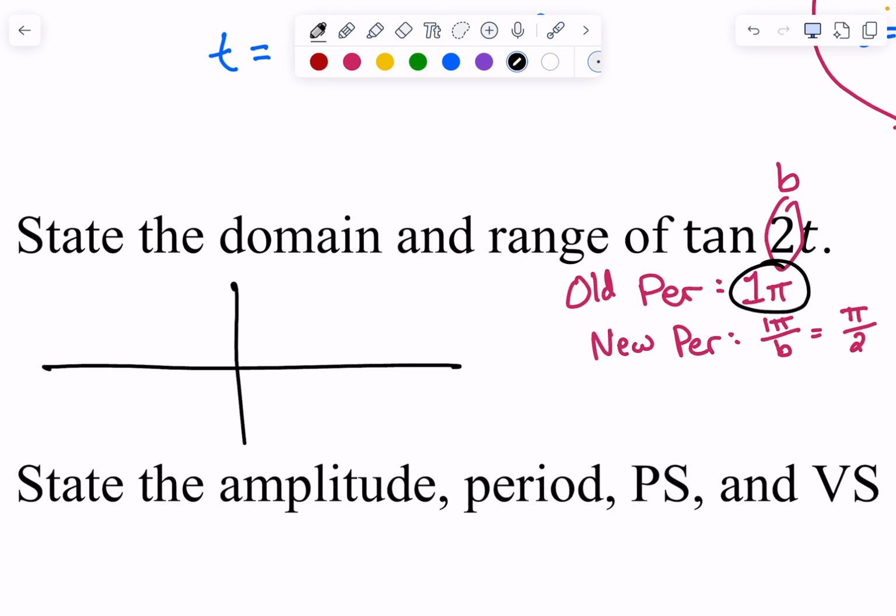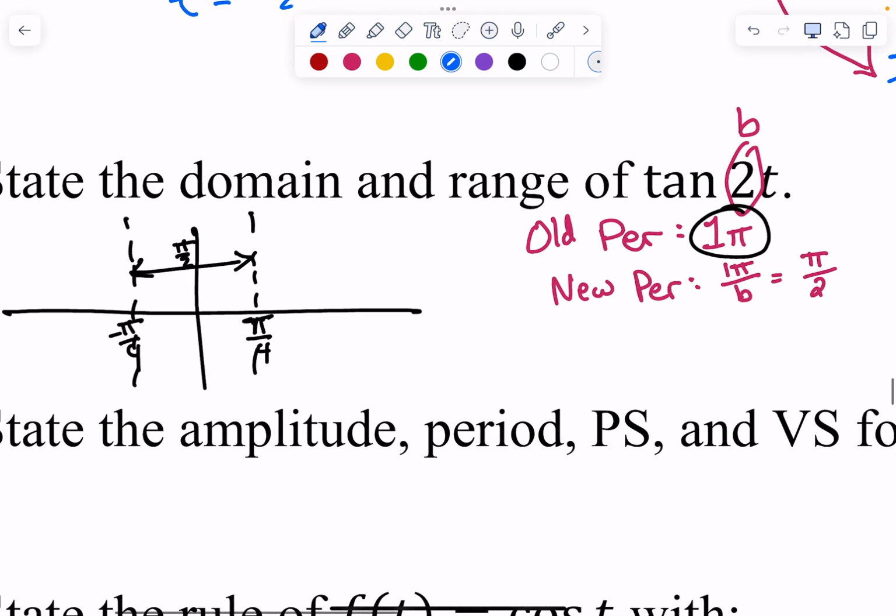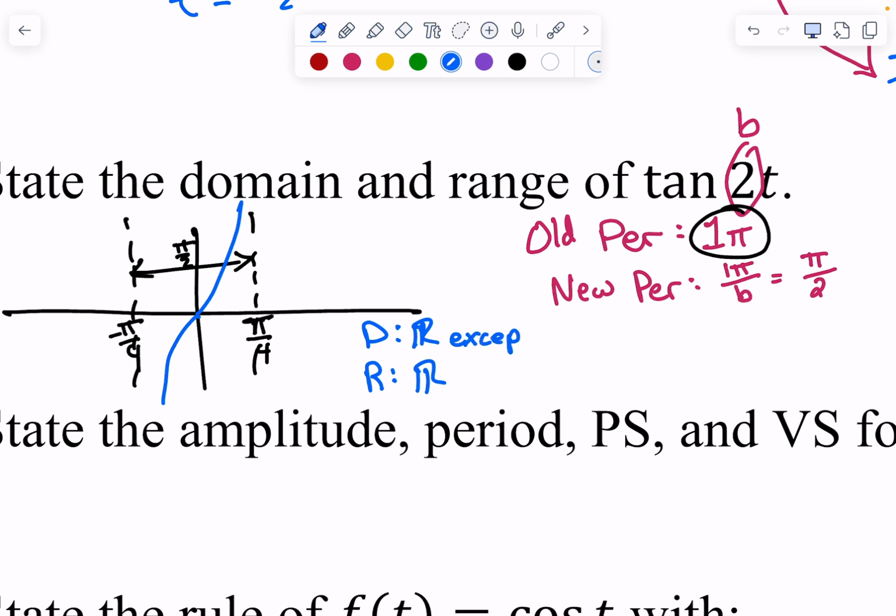Before it was 1 pi, now it is pi over 2. So if there is pi over 2 in between these two, if there's a half of a pi, where is the vertical asymptote here, and where's the vertical asymptote there? Pi over 4 and negative pi over 4. Okay, so state the domain and range. Let's start with range, up and down. Infinite, all reals. Domain: it is all reals except pi over 4 plus... when will the next vertical asymptote be?